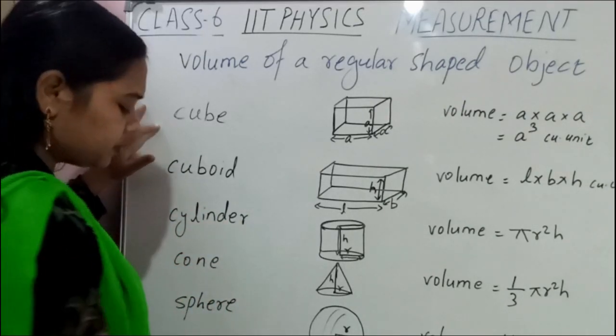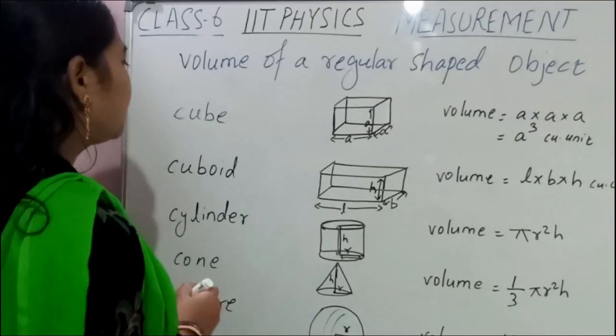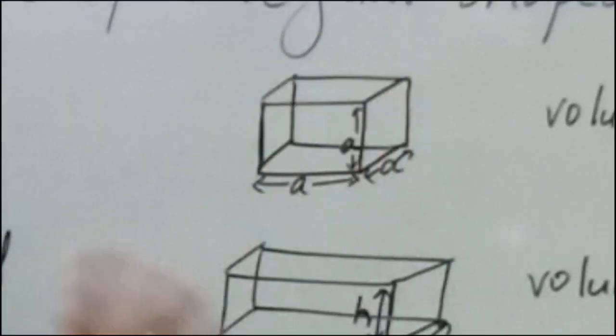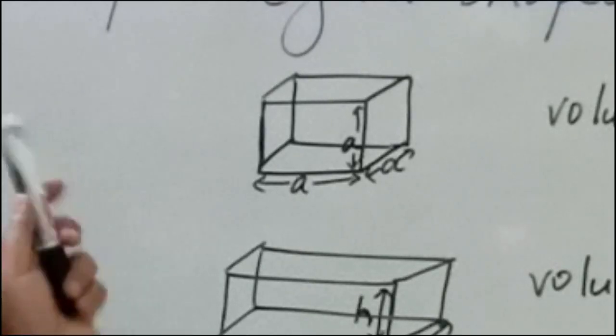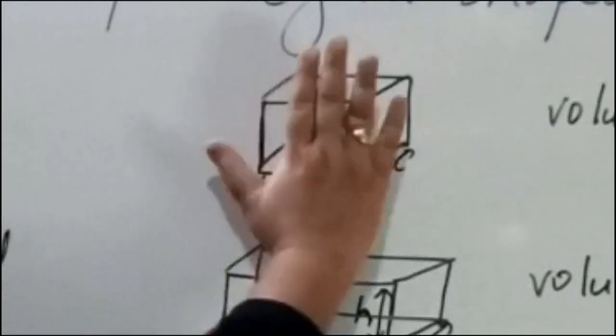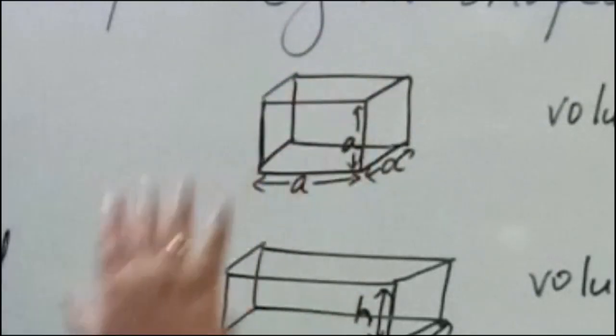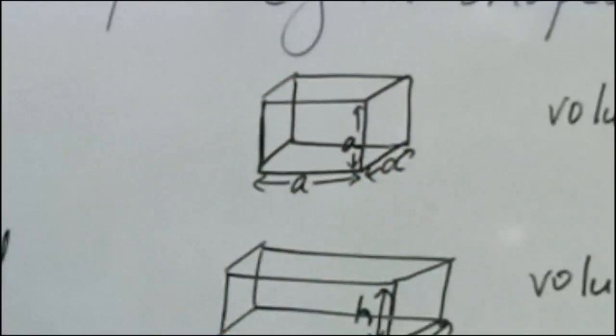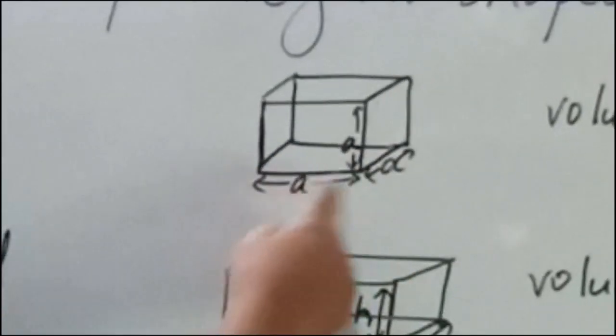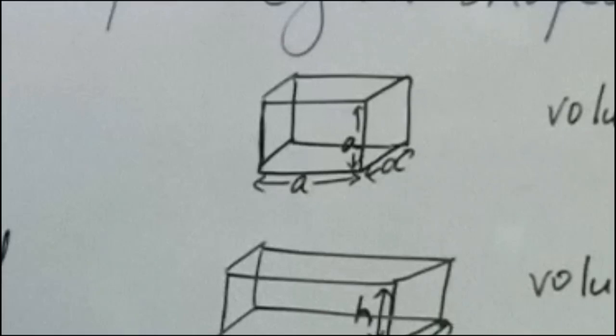First one is cube. Length, breadth and height are all equal. The surface of a cube is just like a square, where all sides are equal. Like that only, a cube's surface will be a square shaped surface. All edges are equal; length, breadth, height, everything will be equal in length.